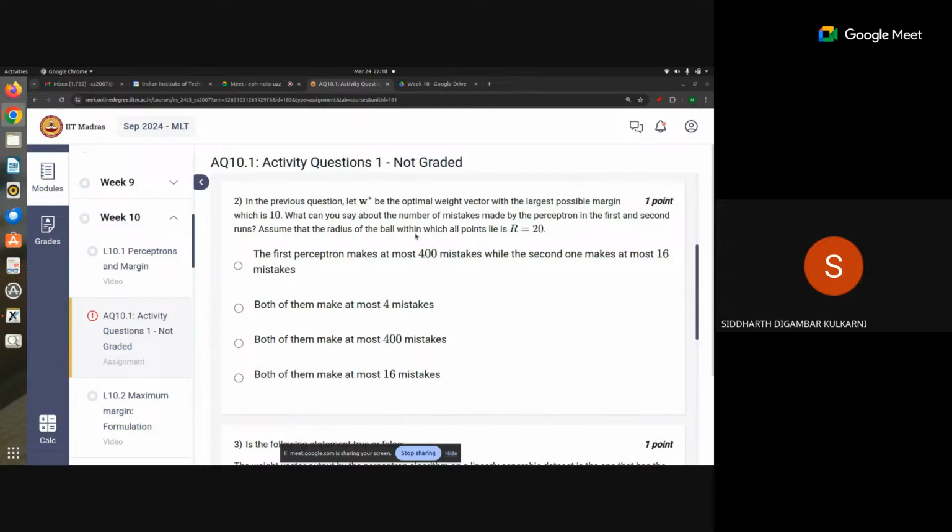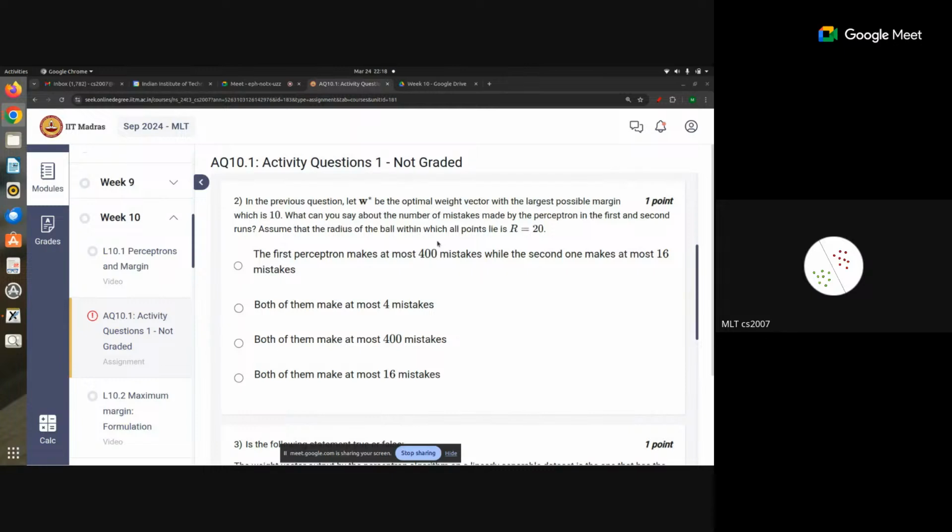In the first and second, the first is referring to question number 1, sir. They are saying that the optimal W star is 10. And what they are saying is that even if we reach a W which has a margin of 1 and 5, we'll take a maximum of 4 mistakes only, because the optimal W star is 10.